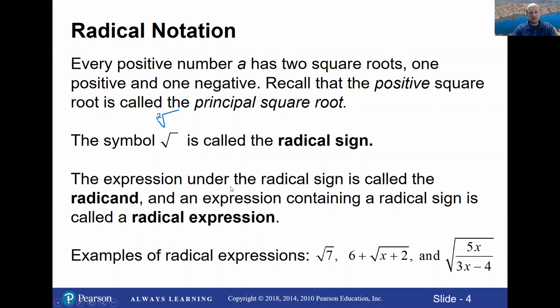But the expression under the radical sign is called the radicand. So anything that's under the radical is the radicand. So something like this is going to be the radicand. You don't really have to know that, but I might refer to it. So it's good to know that definition. And then an expression containing a radical sign is called a radical expression. Here are some examples of radical expressions. You can also have numbers outside of the radical as well.